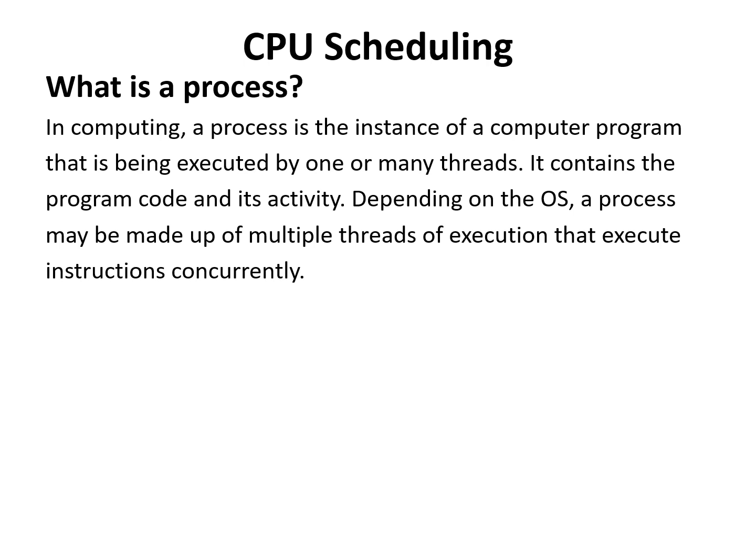It contains the program code and its activity. Depending on the OS, a process may be made up of multiple threads of execution that execute instructions concurrently. Yes, a process is broken into a number of threads, and all the threads are executed concurrently. All the activity of the computer is called a process, and all the processes work concurrently.